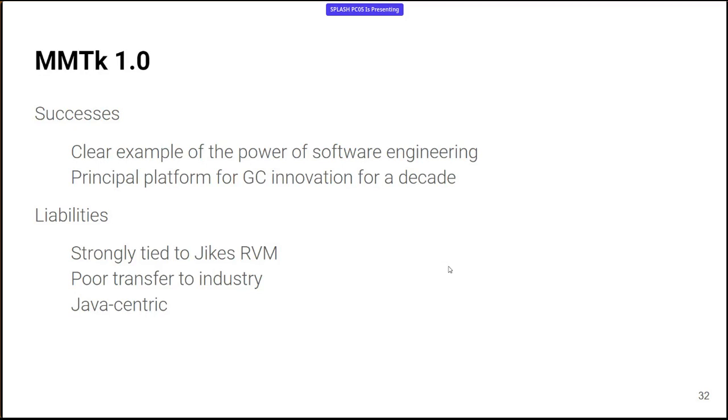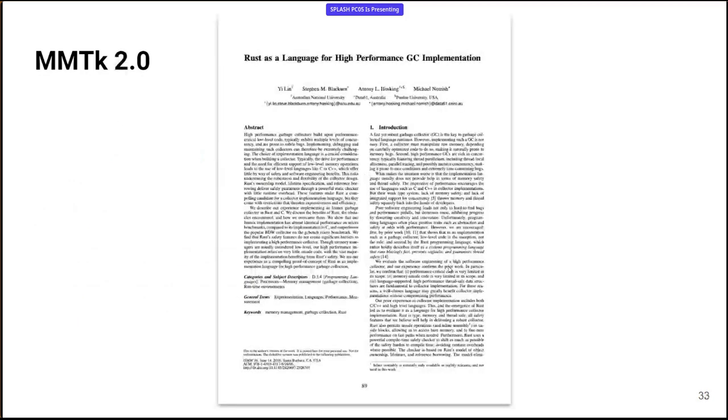And also it was very Java-centric. And we know there are many languages in the world other than Java which need good GCs. So I was very compelled to think about where we could go next. Could we build a framework that would go beyond this old one? And indeed, that's exactly what we've done with MMTk 2.0. We kicked it off with a paper where we did something very, very simple, not building a framework, but just seeing if we could build a garbage collector in Rust and seeing how well it would perform.